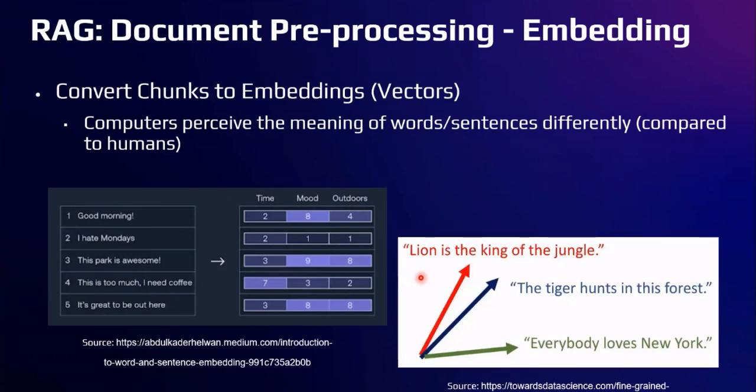When the chunks are converted into a series of numbers and you plot them out in a graphical representation, the vectors that are closer together will have meanings that are more similar to one another. Here, the lion is the king of the jungle and the tiger hunts in the forest. They're kind of similar in a sense. They're talking about big cats and where they live. So you can see that these vectors will be closer together compared to this one where everybody lives in New York.